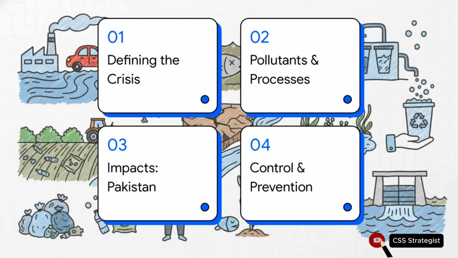Okay, so here's our game plan. First, we are going to absolutely nail down what this crisis is all about. Then we'll get into the real science of it, the key pollutants and processes. After that, we'll bring it home and look at the impacts right here in Pakistan. And finally, we'll arm you with the control and prevention strategies you need to know for your exam.